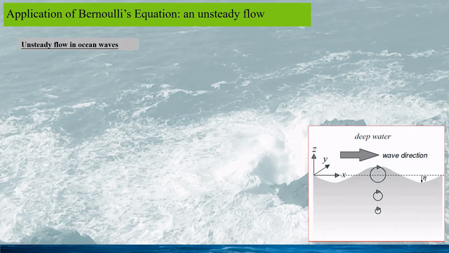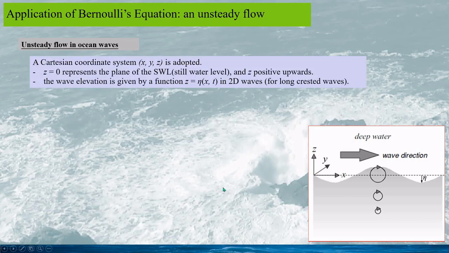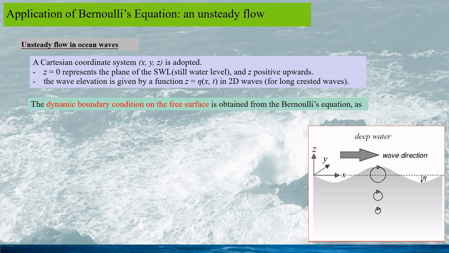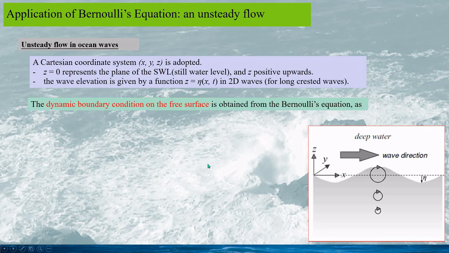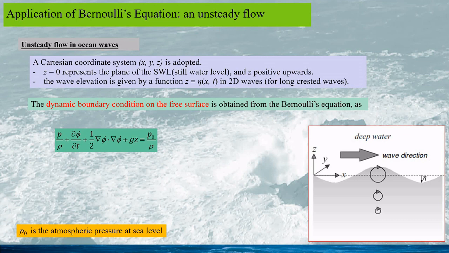The second example is the unsteady Bernoulli's equation used for ocean wave theory. In this slide, I will show how the dynamic boundary condition is applied for ocean wave. In studying the ocean wave, the Cartesian coordinate is adopted with z equals to 0 at the still water surface, and the z axis pointing upward. The wave elevation z equals eta, which in the 2D wave is the function of x and the time t. So the dynamic boundary condition on the free surface is obtained from the Bernoulli's equation as this. Here, P0 is the atmospheric pressure at the sea level.